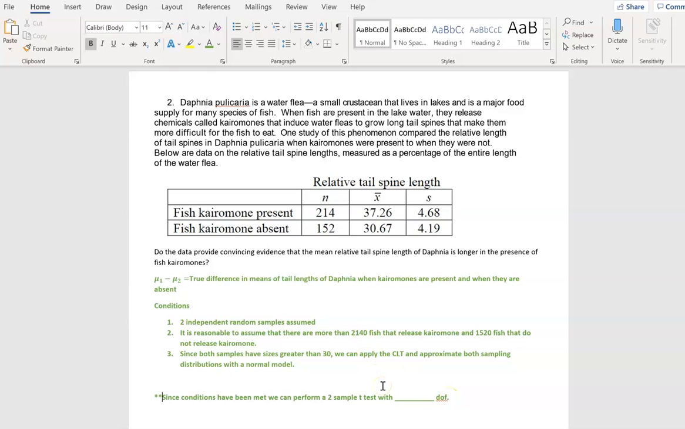If you didn't have the calculator, what you would do is take the smaller of the two sample sizes, in this case 152, and subtract 1 from it, but it's always better to use the results from the calculator.